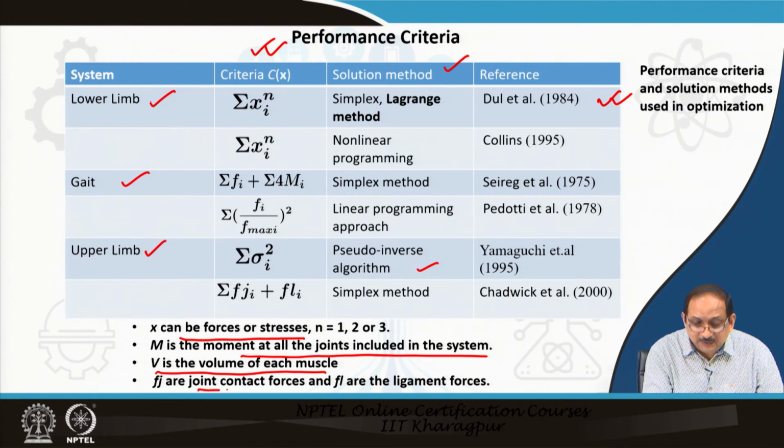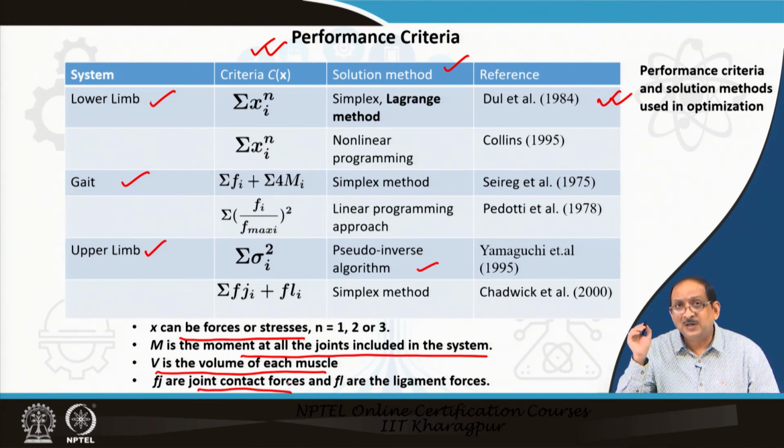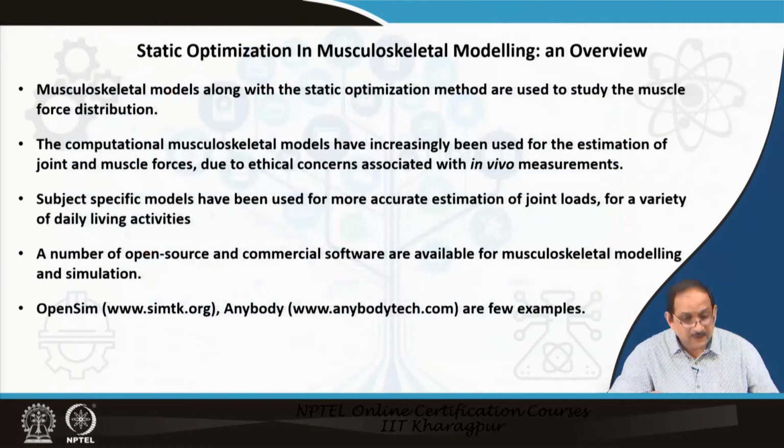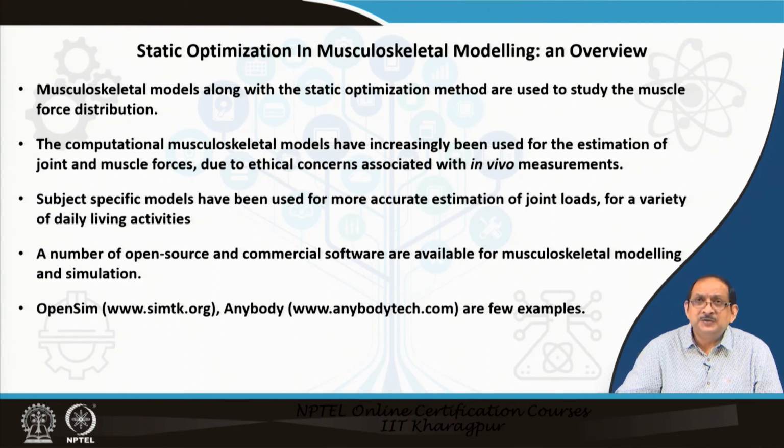Fj are joint reaction forces or joint contact forces, and Fl are the ligament forces. Now, let us summarize the static optimization used in musculoskeletal modeling. A few important points. So, we would like to give you an overview of this technique used in musculoskeletal modeling.